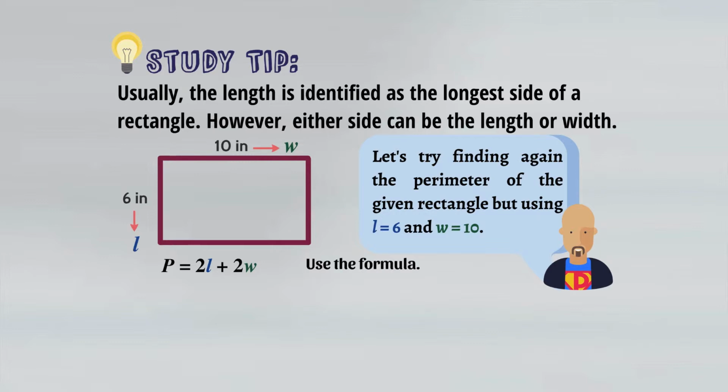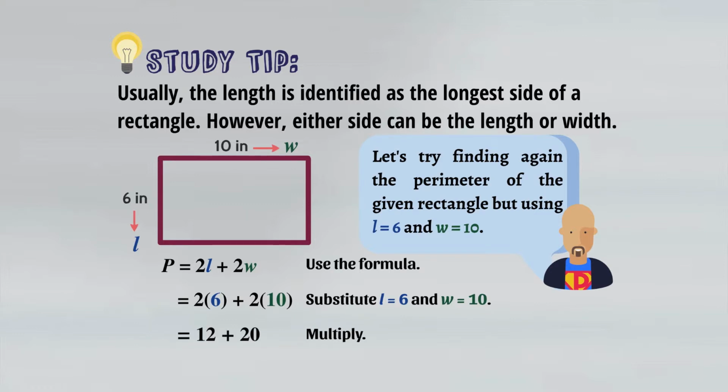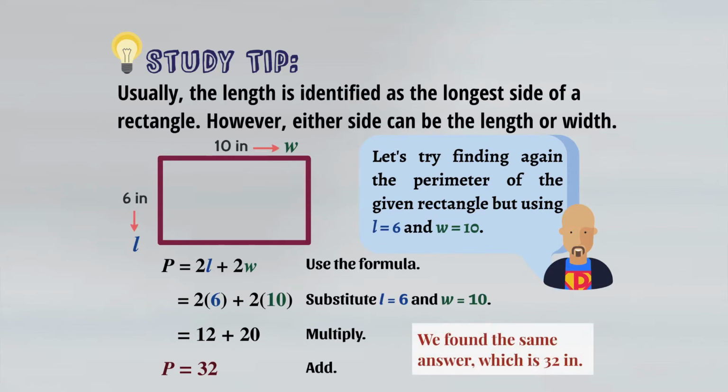The same procedure applies here. Substitute L = 6 and W = 10. Now we have 2 times 6 plus 2 times 10. Simplify the multiplication first. 2 times 6 is 12, and 2 times 10 is 20. So we are left with 20 + 12. Now add 12 and 20. The sum is 32. Then P = 32. We found the same answer, which is 32 inches. We've proven that either of the sides can be the length or the width.